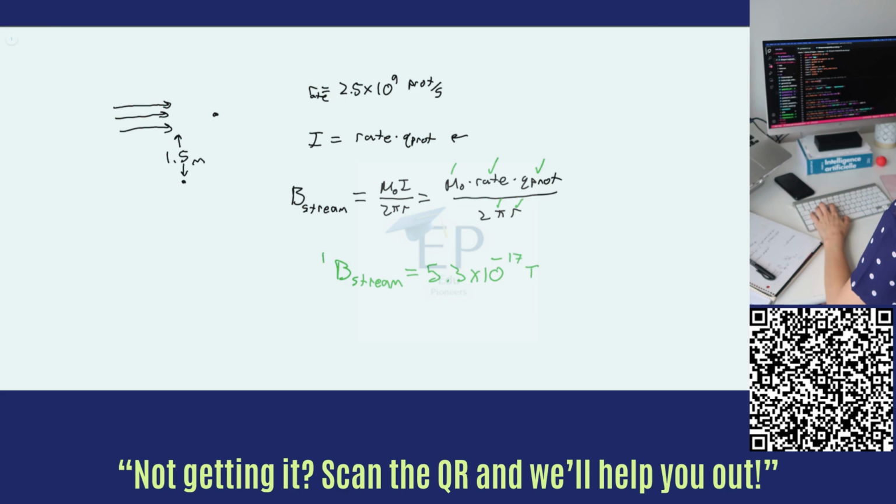So an extremely, extremely small magnetic field. But if you calculate the current there, you'll see that the current is actually very, very small indeed. We're talking 10 to the minus 10 amps or so. So it makes sense that this is going to be a small magnetic field.